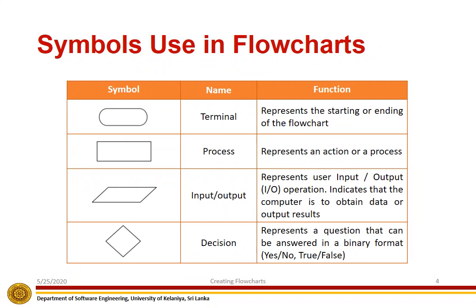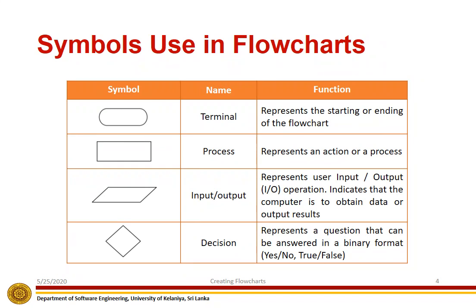Then the next symbol is the rectangle. We call it the process symbol, and it represents an action or a process in an algorithm. A process involves the action, or the verb part, of the flowchart, simply what we are doing. For example, add 1, or turn the lights off, or rotate the part. One action we need to write inside this rectangle.